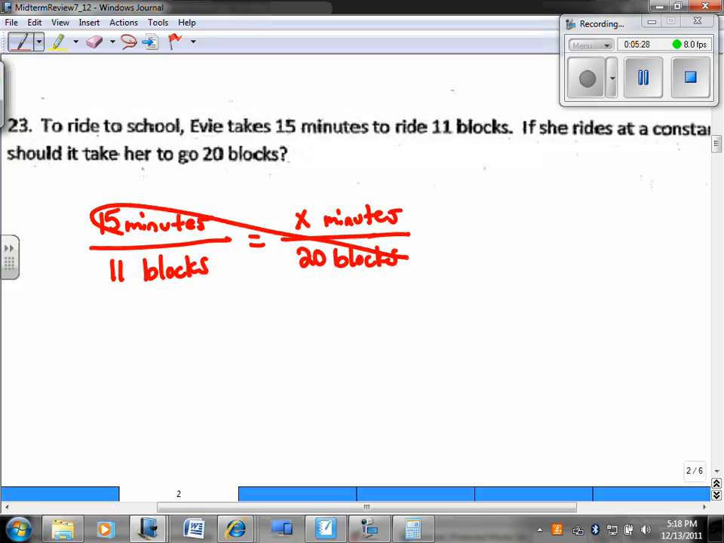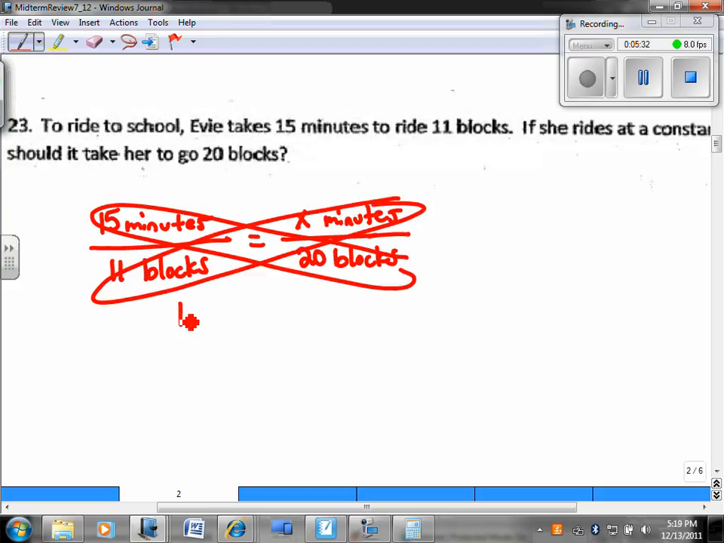Once again, proportions, we cross multiply to solve them. So we have 11 times x, which is 11x, is equal to 15 times 20. Well, what is 15 times 20? 15 times 2 is 30. You just put your 0 on the end. And that's 300. So 11x equals 300. To solve this, we need to divide both sides by 11, since 11x is 11 times x, and we're trying to get x by itself.